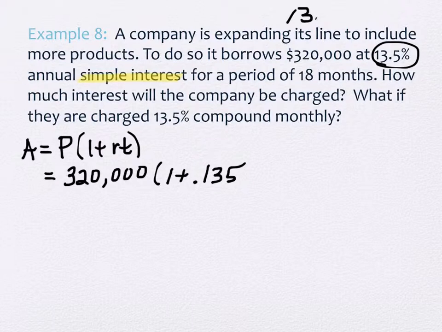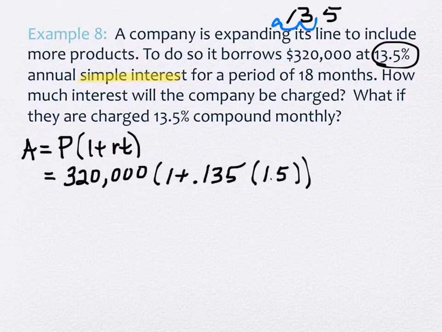One of the ways to do that is to simply take the decimal point and you move it 2 to the left. Okay, so the 0.135. The next thing it tells us is that it's supposed to be for a specific length of time. And the time says 18 months. So we write 1.5 for the number of years.